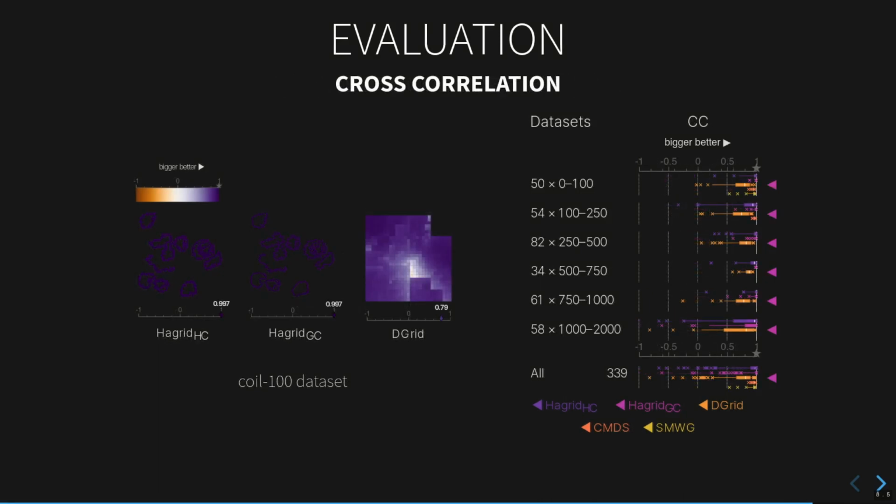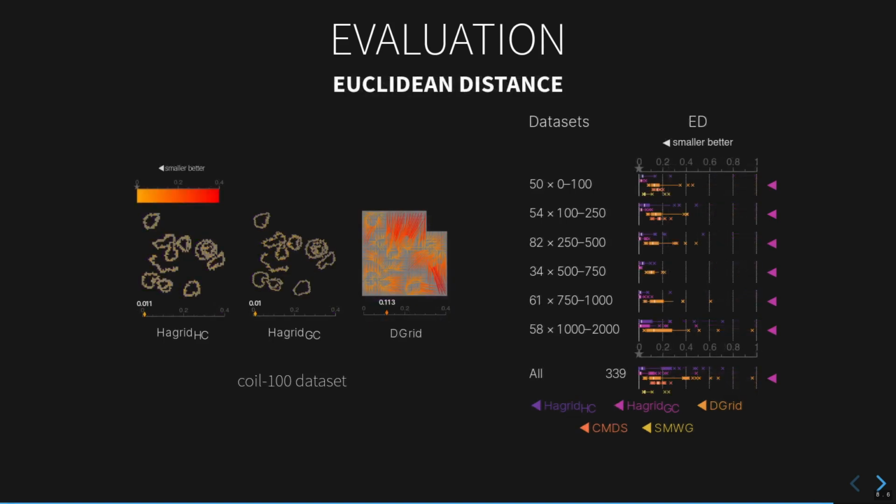With the cross-correlation metric, Hagrid has the best results for all dataset sizes. In the example on the left, the Hagrid results have very good values, and DGrid has one spot with worse cross-correlation values. The lines on the left here connect the original positions of a point to its gridified position, and the color shows the Euclidean distance between those two positions. Hagrid, as throughout all dataset sizes, has the best results for the Euclidean distance metric.